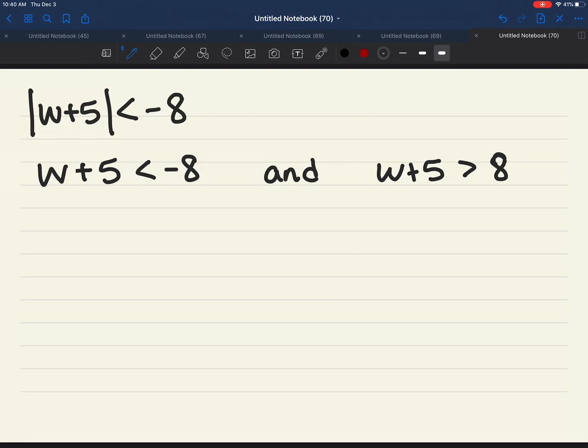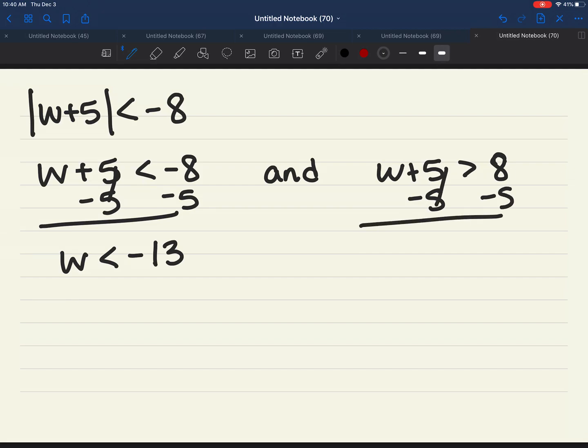Blakely, go ahead and solve those for me. The only thing you have to do is what? Minus 5. Okay, so if you subtract 5 here, what's negative 8 minus 5? Negative 13. What if you subtract 5 on the other side?